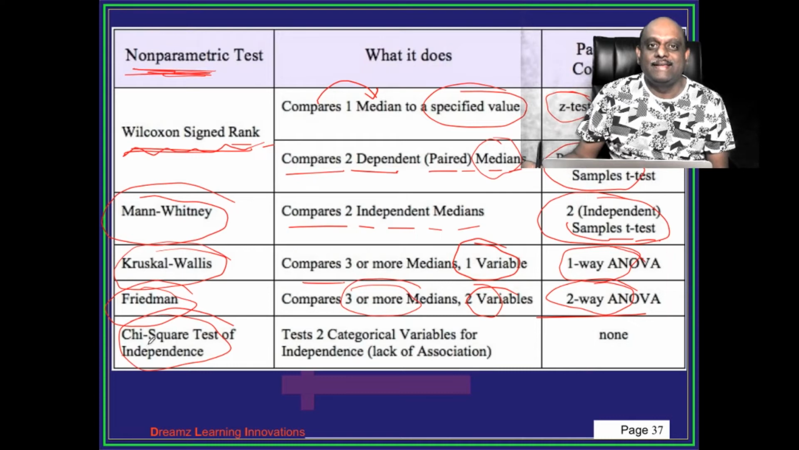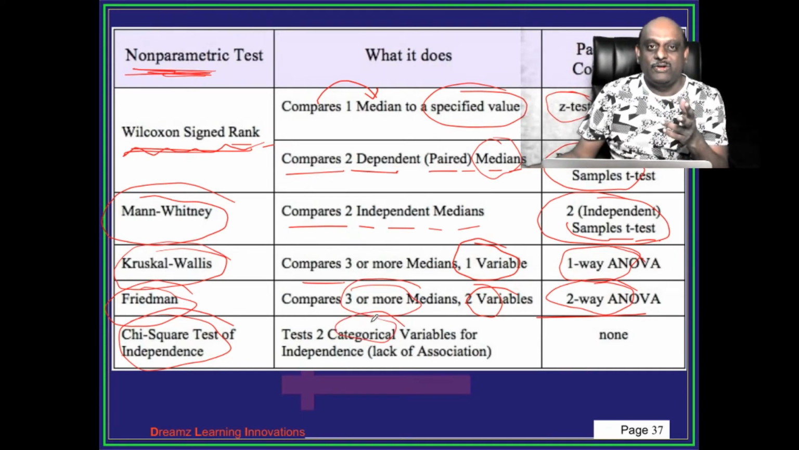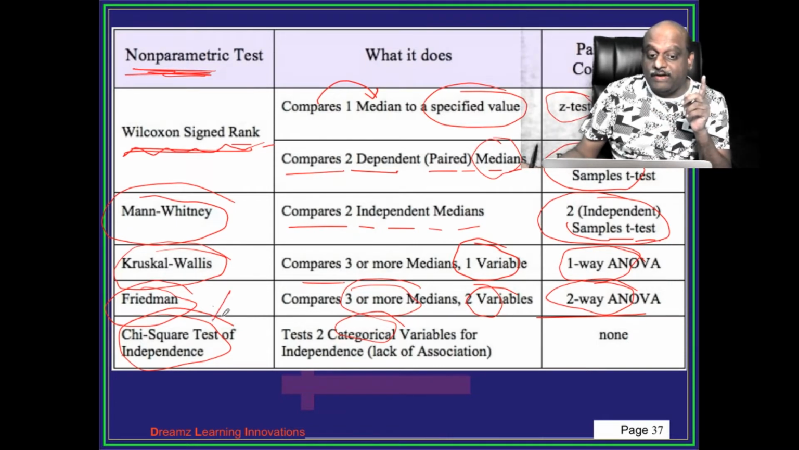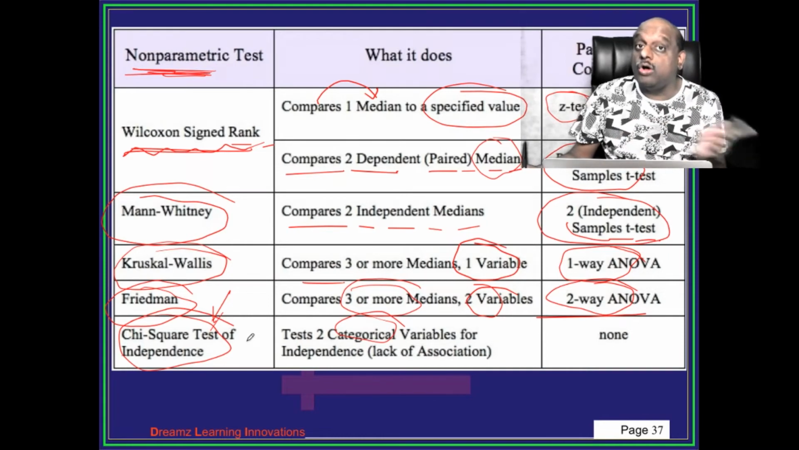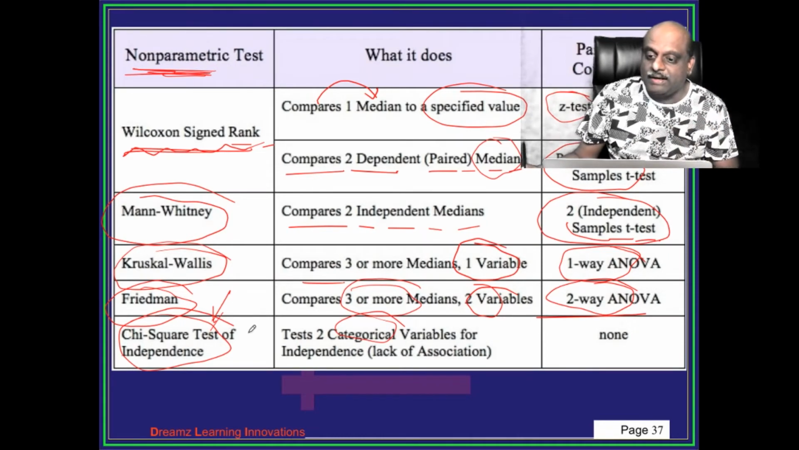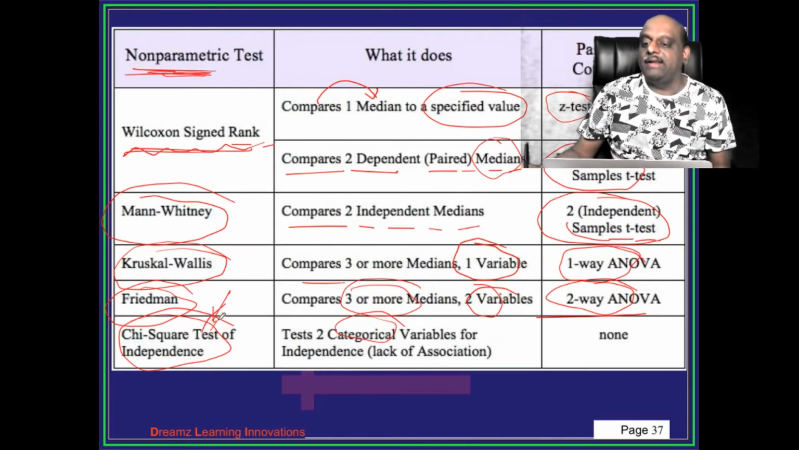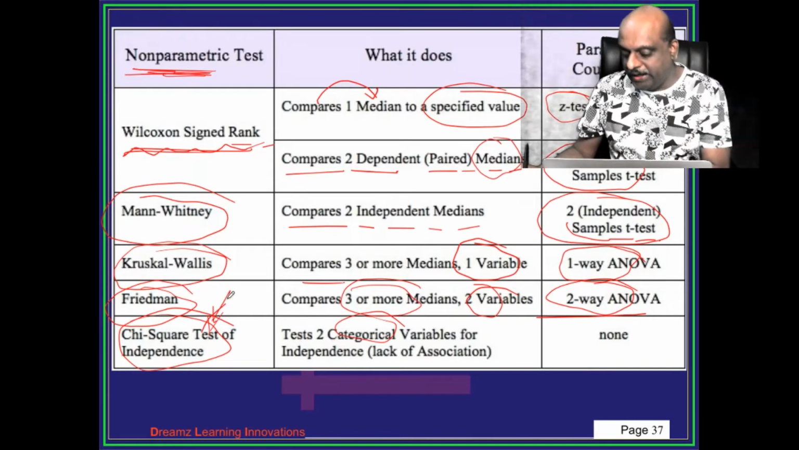Chi-square test tests 2 categorical variables to look for association, whether association is there or not. The chi-square test is used even in non-normal, skewed data, whereas there is no parametric counterpart of the chi-square. That is the story you need to remember.